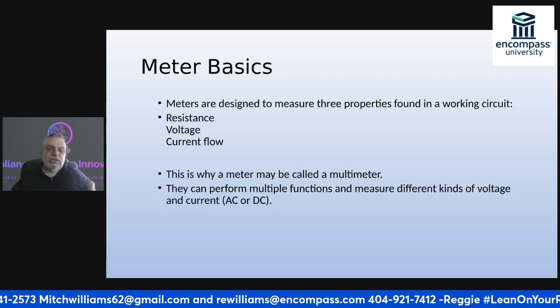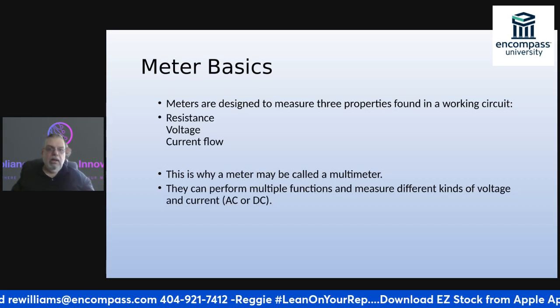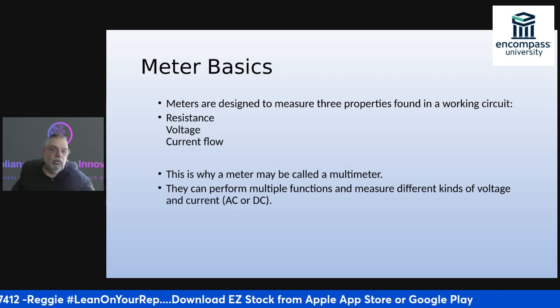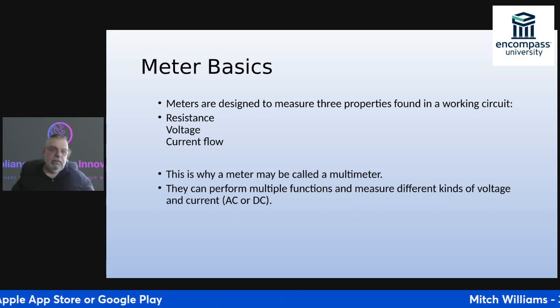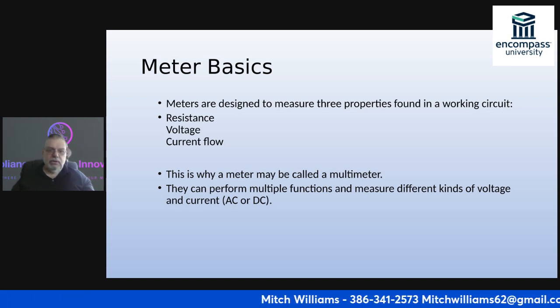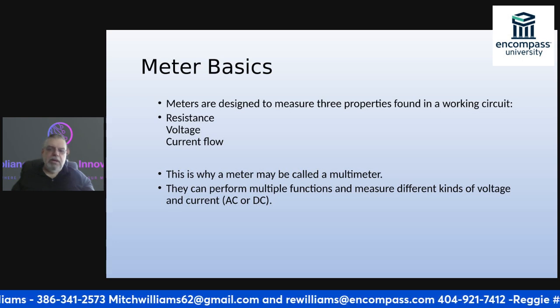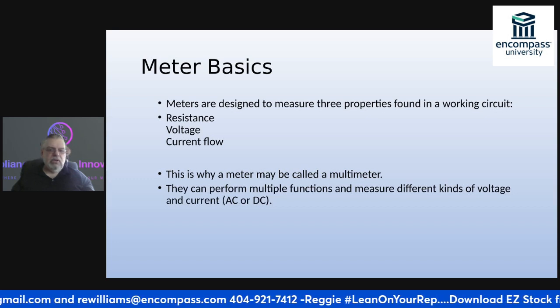Meters are designed to measure 3 properties found in a working circuit. They are there to measure resistance, voltage, and current flow. Your voltage can be either AC or DC. It'll also check amps, which is part of the voltage. That's why it's called a multimeter. It can perform multiple functions and measure different kinds of voltage, with currents being AC or DC.